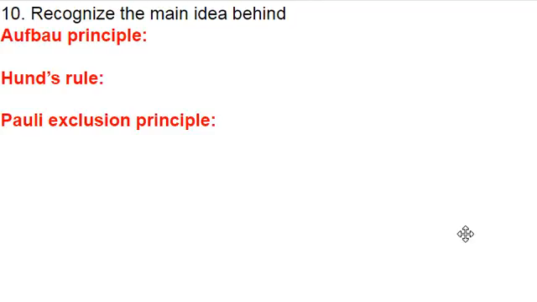Number 10, recognize the main idea behind the Aufbau principle, Hund's rule, and the Pauli exclusion principle. So there's three basic rules that the electrons follow. And unless you draw an orbital diagram, I really can't tell if you know the rules or not. So that's why you have to draw at least one orbital diagram to be sure you know the three rules.